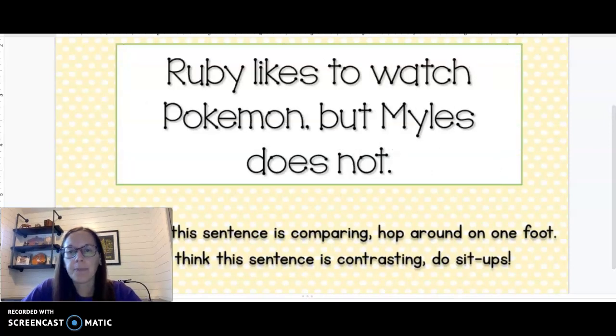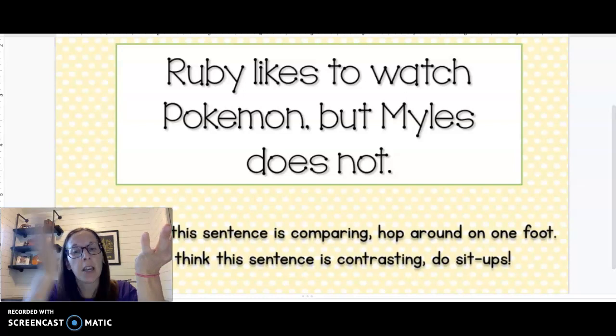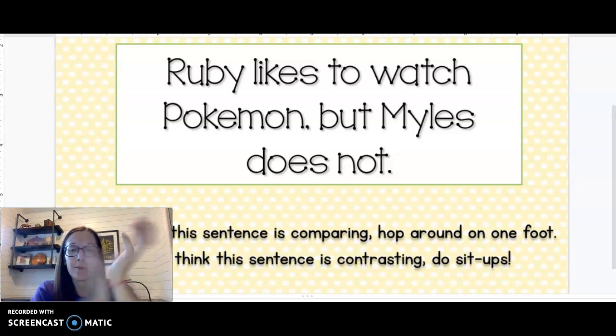Let's keep going. Ruby likes to watch Pokemon, but Miles does not. Again, if you think it's comparing, you need to be hopping 3 times. If you think it's contrasting, you need to do 3 sit-ups. Yep, it is contrasting, so you should have done sit-ups. It's saying that one person likes this, the other person doesn't like it. So it's not comparing them.